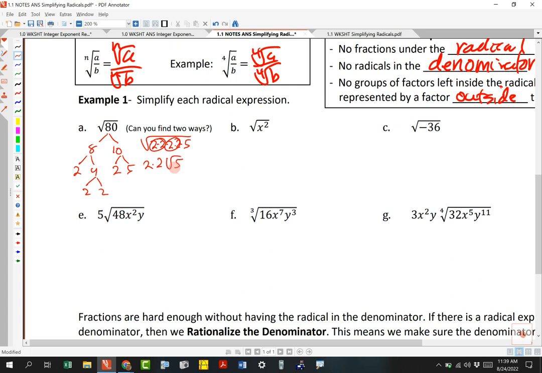Can somebody tell us why the 5 is stuck underneath? Why is the 5 stuck underneath? Sai. There's not another pair. There's not another one to pair it up with, so it's got to be stuck underneath there. Would it have been okay to leave this pair of 2's underneath there? Nope, because that's an example of a pair of factors, a number of factors that can be pulled to the outside and represented out there. So if we're going to simplify this completely, this is going to end up being 4 radical 5, and that's usually the way we say that.